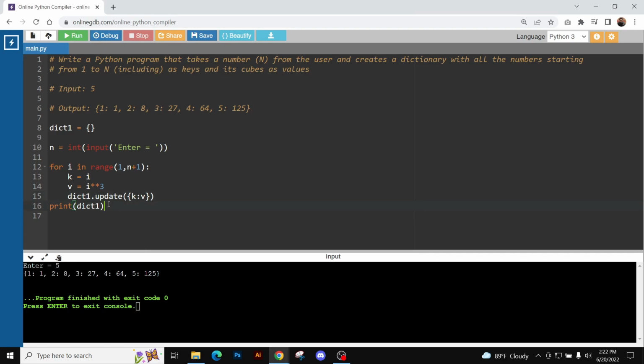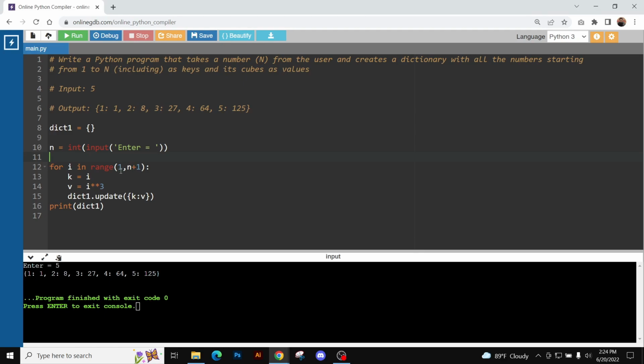Okay, my code is complete, so let me describe what we have done here. We have taken an empty dictionary here, dictionary 1. Now we are taking the input from the user, that is the number. Now for i in range(1, n+1), so we have taken 1 and n plus 1.